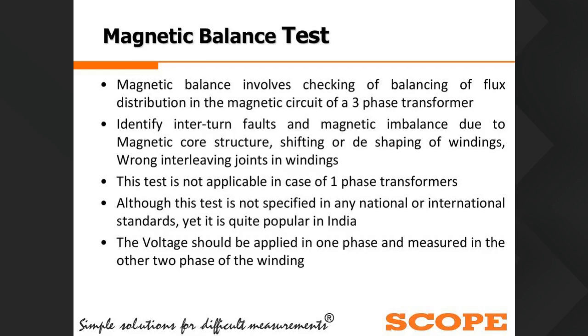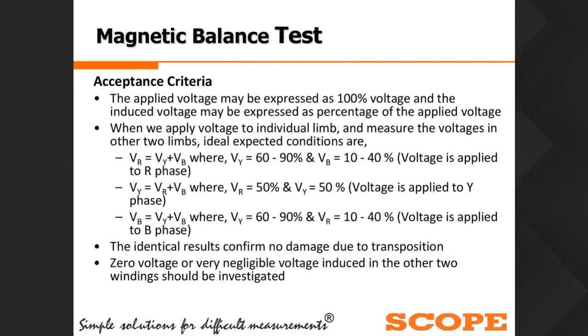It helps identify interturn faults or magnetic imbalance due to magnetic core structure shifting or deshaping of the winding. The test is simple. We need to inject some voltage in one phase, and then measure the voltage induced in the other two phases. That is, if we inject voltage in R phase, we measure the voltage produced in the Y and B phases.